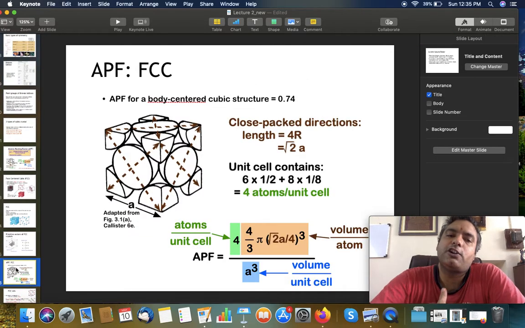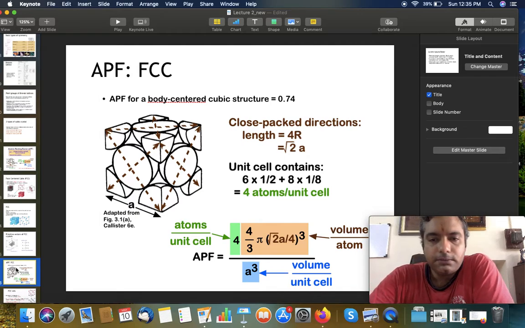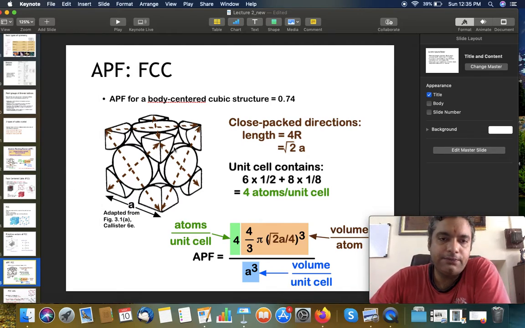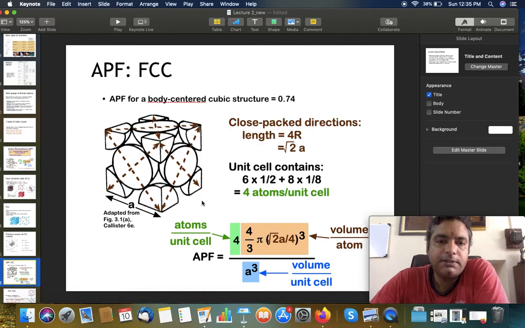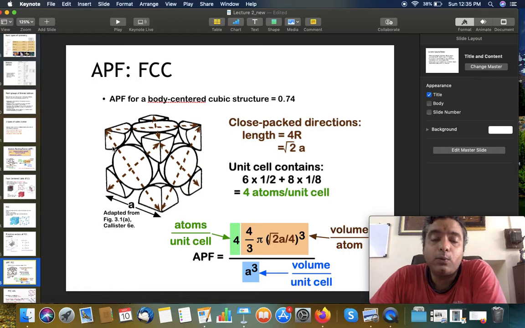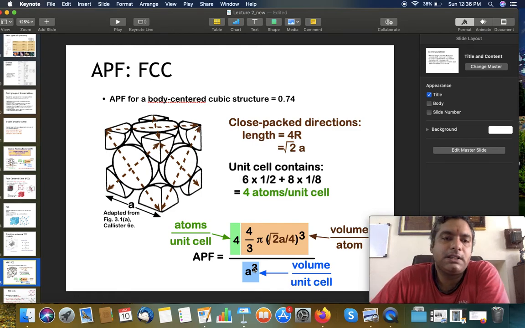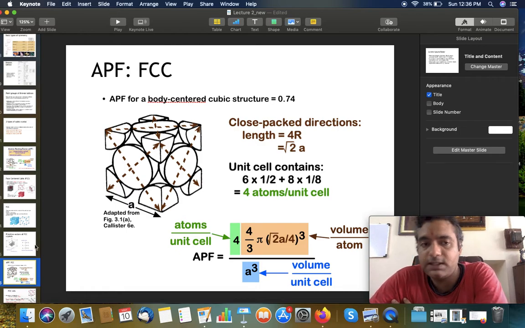How do we calculate the atomic packing factor of an FCC? As I said before, there are 6 half atoms at the face centers. So 6 multiplied by 1/2, plus there are 8 1/8 atoms at the corners of the unit cell, so 8 multiplied by 1/8. That becomes 4, multiplied by the volume of the sphere divided by a cubed. If we calculate this, the atomic packing factor of a face-centered cubic becomes 0.74. It does not have any units, it's a number.